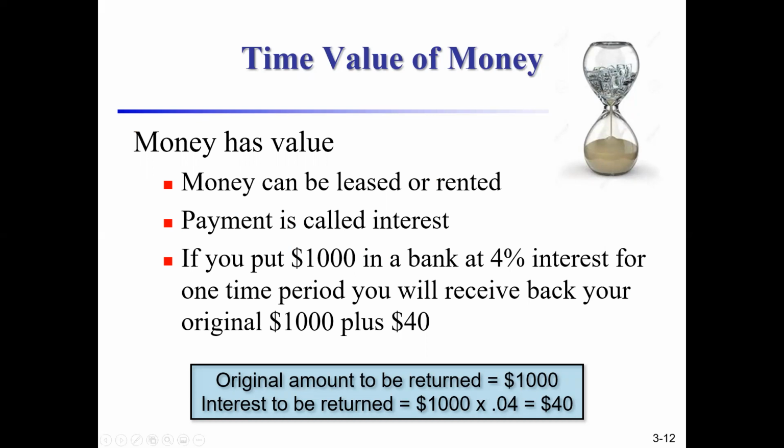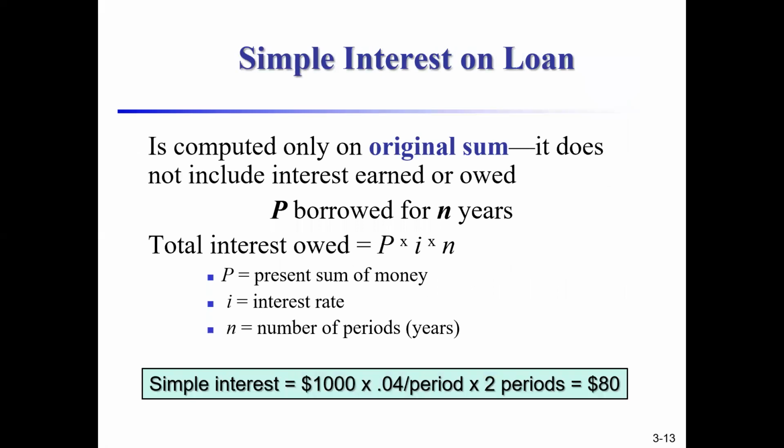How do we get that $40? Well, at the end of 1 year, we put in $1,000 and they pay us 4% interest, that 0.04. So $1,000 times 0.04 is $40. At the end of that year, when you pull out your money, the bank will give you $1,040 instead of just the original $1,000, and that $40 is the money you get paid by the bank for allowing them to keep it in their bank and use it for other things. That is simple interest.